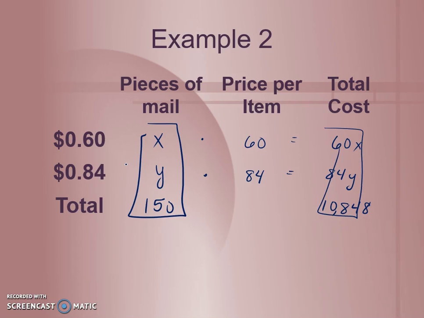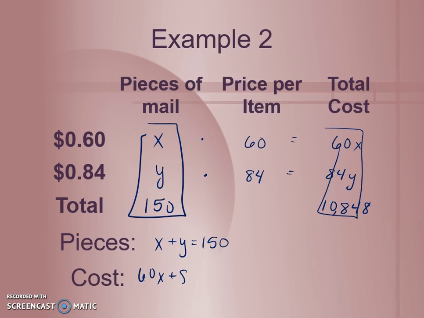So the first equation for the pieces of mail, we'll have x plus y equals 150. Then for the cost, we have our 60x plus 84y equals 10,848.